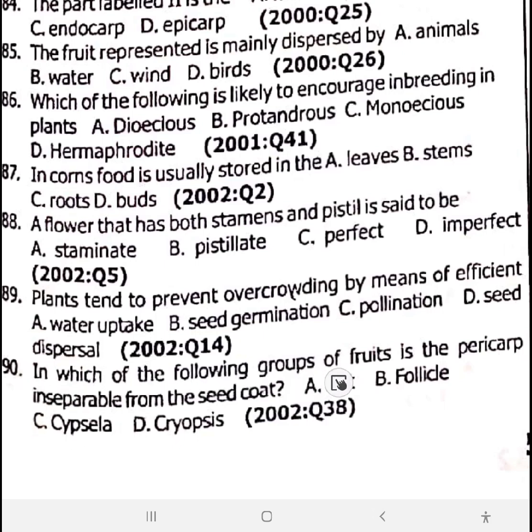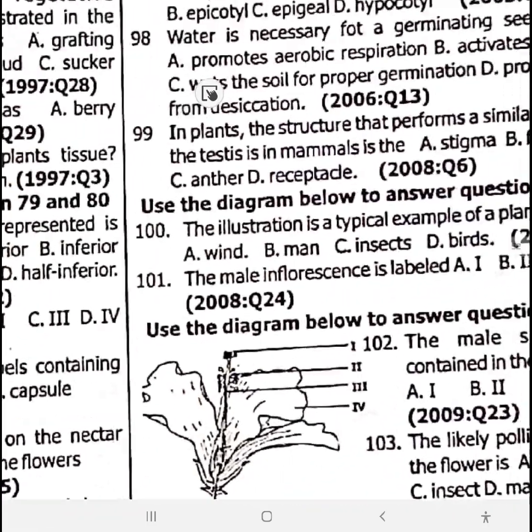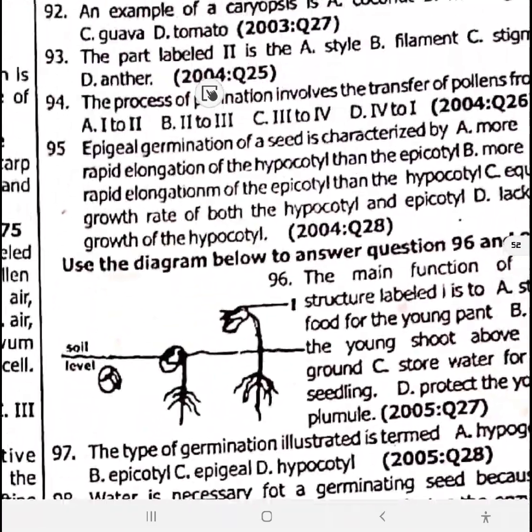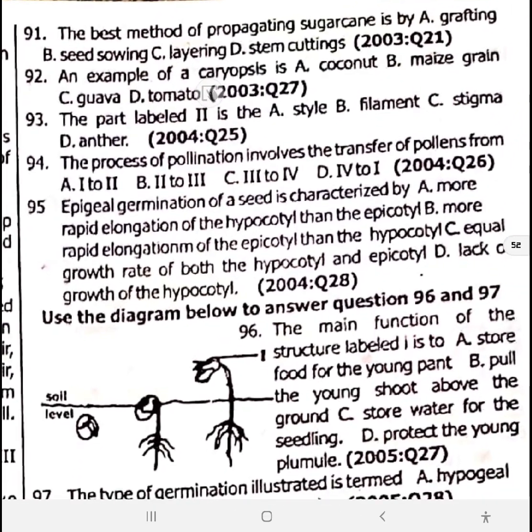90. In which of the following group of fruits is the pericarp indispensable from the seed coat? Caryopsis. I thought we touched that. Caryopsis, option D. Okay. Going to 91. The best method of propagating sugarcane is by stem cutting. 91 is option D.